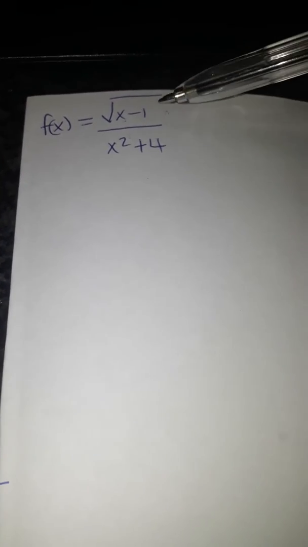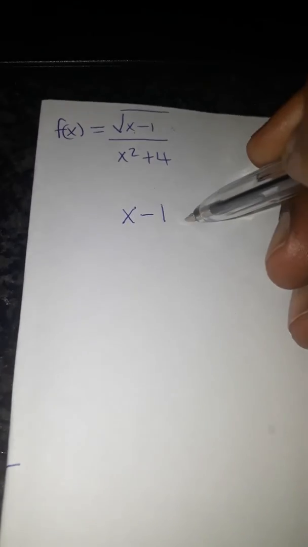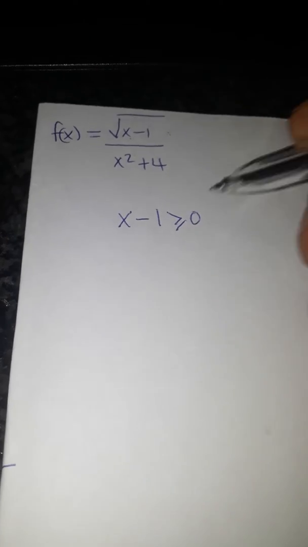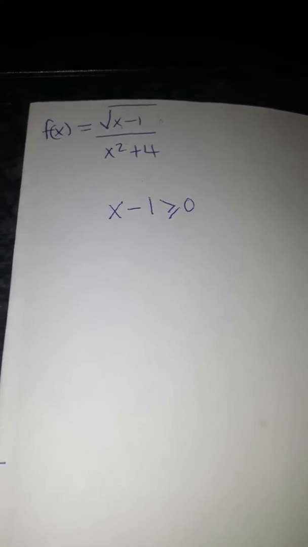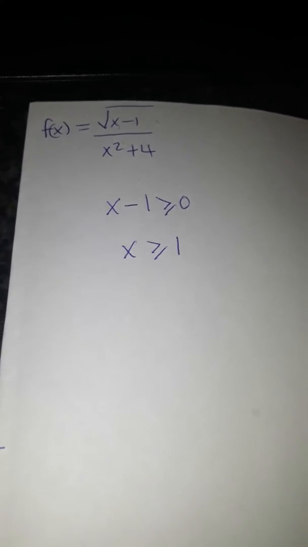So the only restriction I'll have on the domain will come from the numerator, where I have to make sure that x minus 1 is greater than or equal to 0. So it can be equal to 0 because it's in the numerator, and zeros in the numerator are allowed. Okay, so this is an easy inequality to solve. You add 1 on both sides, you get x is greater than or equal to positive 1.